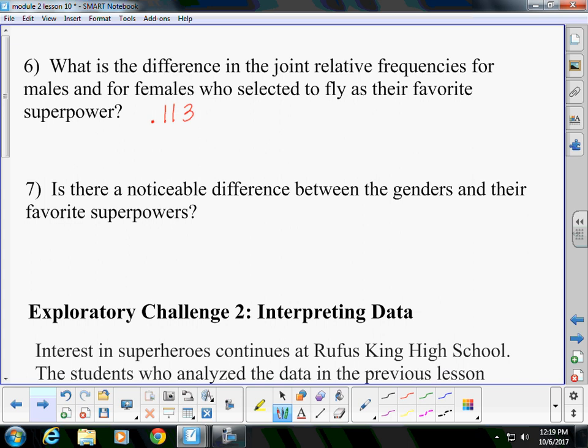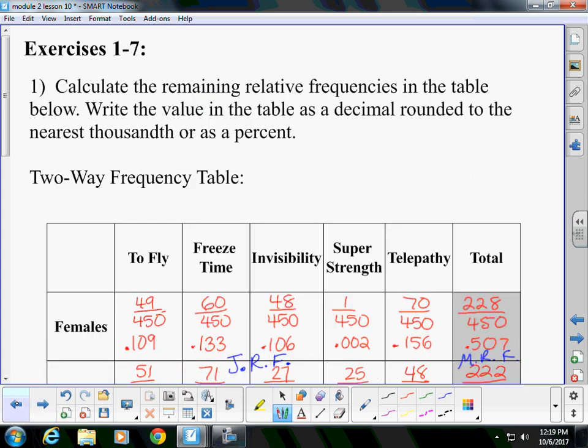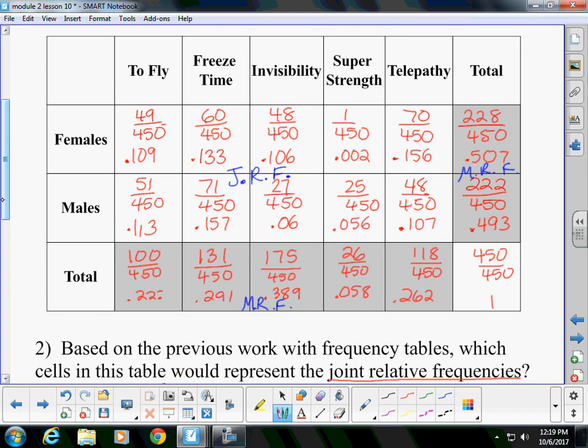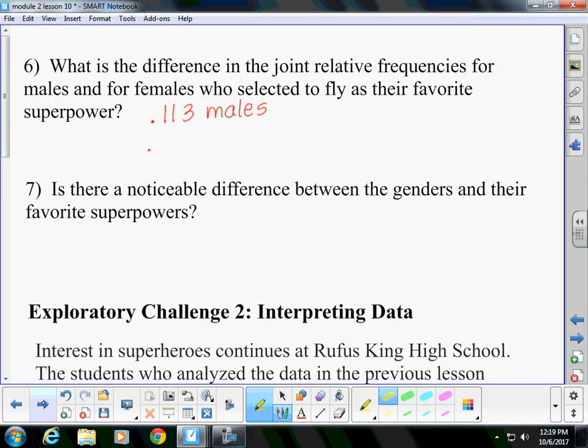Okay, so it's 0.113 for males, and I think it was 0.109 for females. Yep, this is for the males, and this is for the females for flying, and then we're going to subtract the two of those.